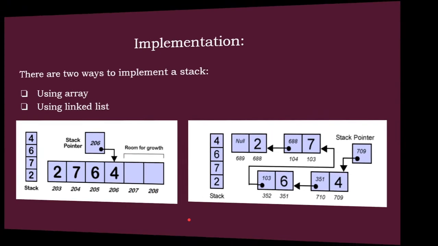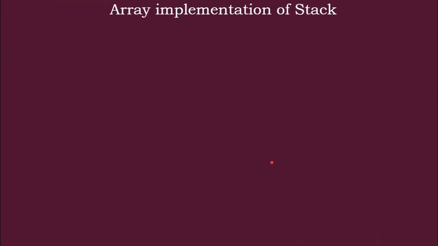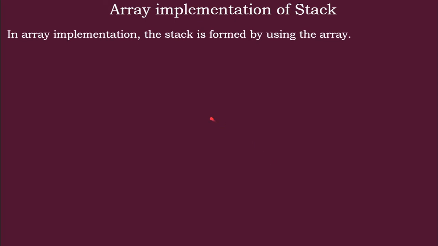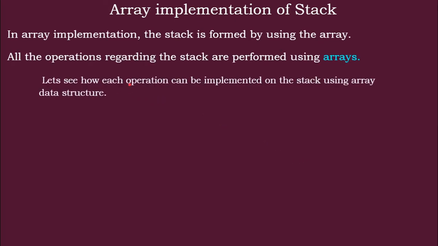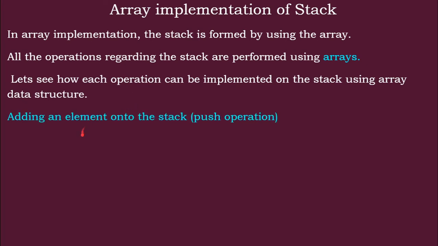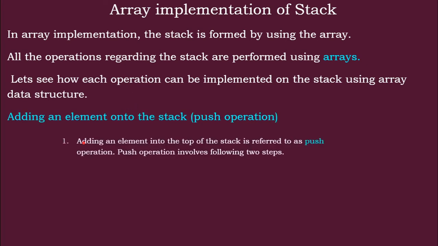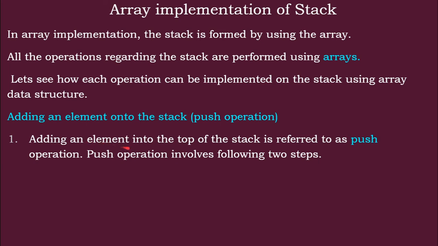Now let us see the operations of the stack, the push and the pop, using the array and the linked list. We know that push is the operation which helps to add an element to the stack. So how to add an element to the stack? It is done in two steps. What are the steps?